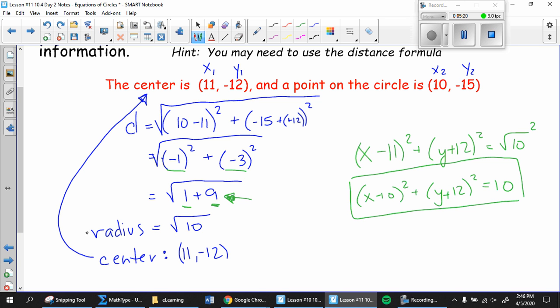Second thing, notice I left the radius as just the square root of 10, because when you come back over here and you put the square root of 10 back into your equation of a circle, when you square the square root of 10, it just gives you 10. It cancels out the square and the square root, and it just gives us that number 10.